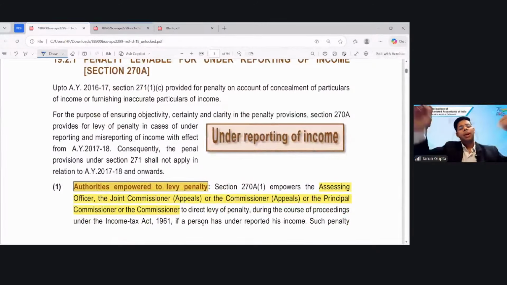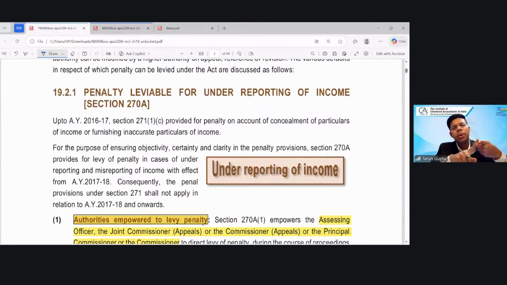Now, see, the penalties are basically divided into two parts. One is the penalty for underreporting of income or for concealment of income. The other are the penalties for other miscellaneous defaults. You did not get your books of account audited, you did not maintain books of account, you did not furnish the TP certificate, you obtained loan in cash, and all this for specific events. But the major penalty, which generally arises in the case of assessment of income, is penalty under section 270A.